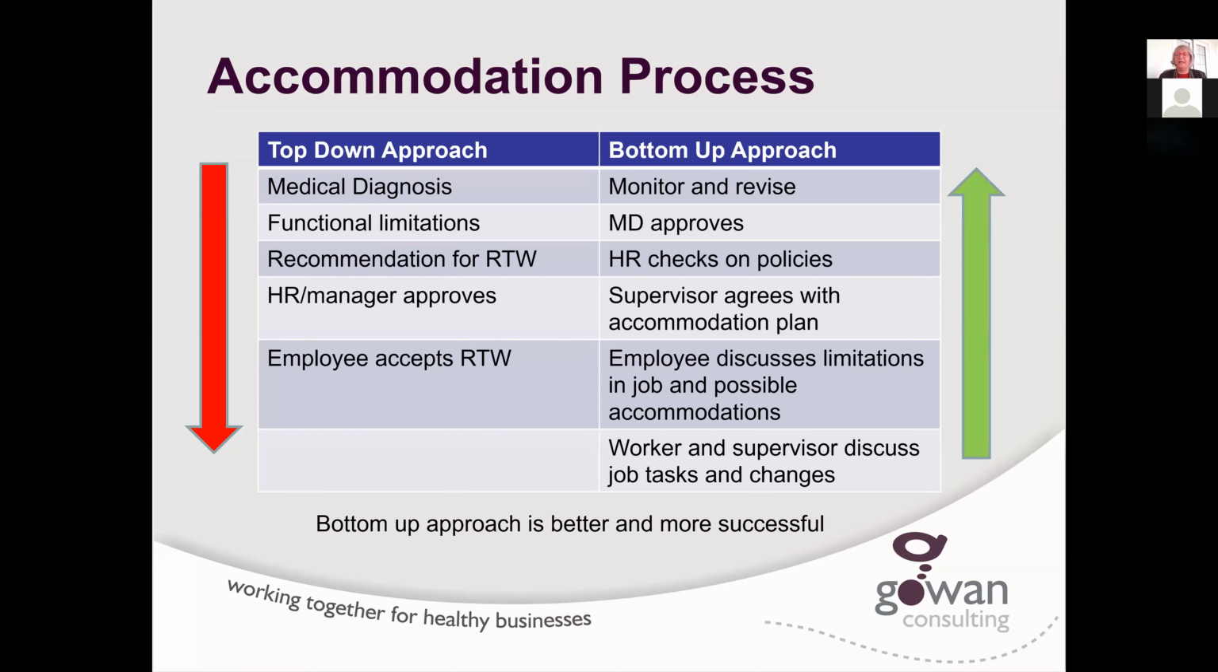What we know from the research and success factors is let's go bottom up. Let's talk worker and supervisor. Let's talk about the job. What changes might help you to be able to achieve that? What other equipment, what kinds of things have worked for you in the past? Discuss the employee's limitations and any possible accommodations, and the supervisor and employee in most situations can come up with a good accommodation plan.